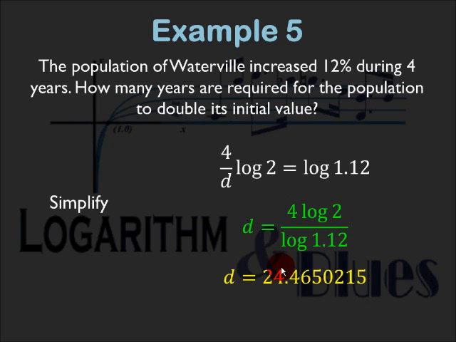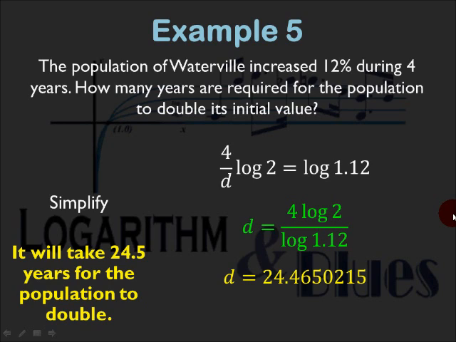So remember, d represents the time it takes to double, which means it will take almost 24.5 years for the population of Waterville to double. And this is based on the current rate of increase, 12% over 4 years.